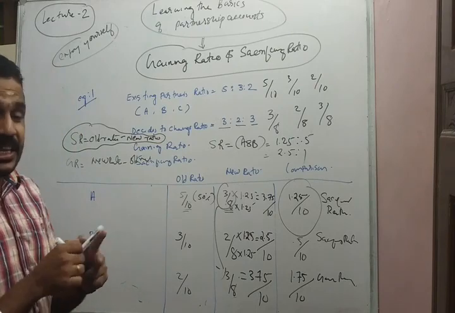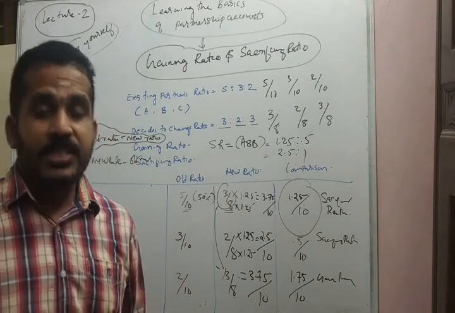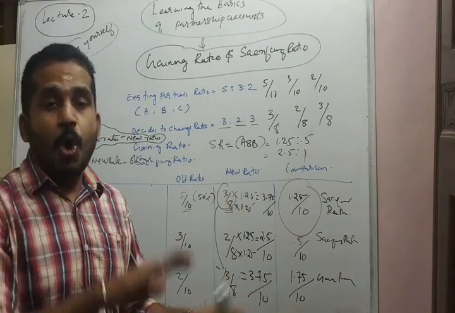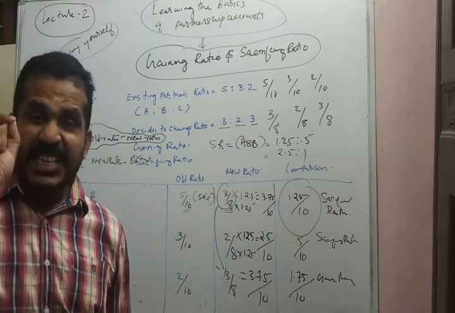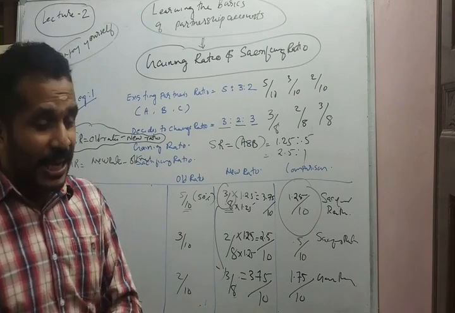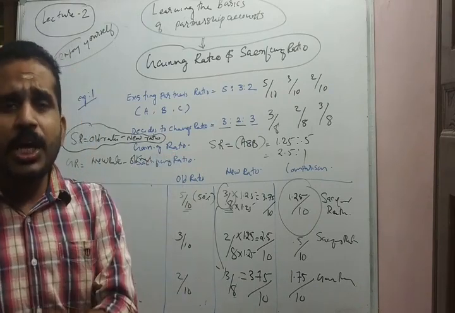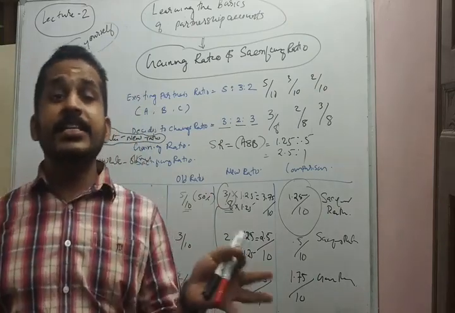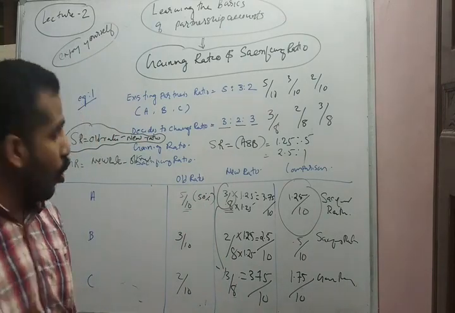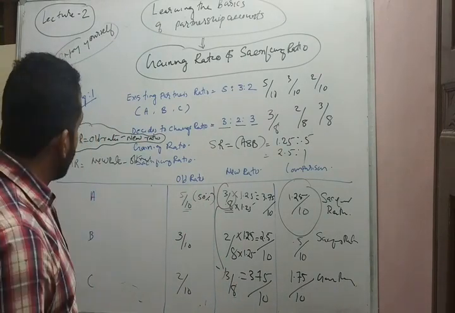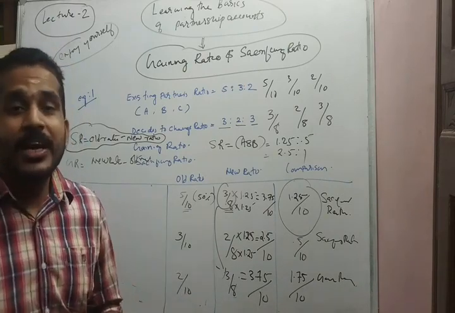So repeating once again the concept for conceptual understanding of computation of sacrificing ratio and gaining ratio. Compare the old ratio with the new ratio. If the old ratio is higher than the new ratio, then that partner has sacrificed his share in the future profits. If the reverse is the situation, that is the old ratio is less than the new ratio, then that partner has gained in the share in the future profits. So sacrificing ratio is equal to old ratio minus new ratio, and gaining ratio is equal to new ratio minus old ratio. This is the way we will compute the gaining ratio and sacrificing ratio.